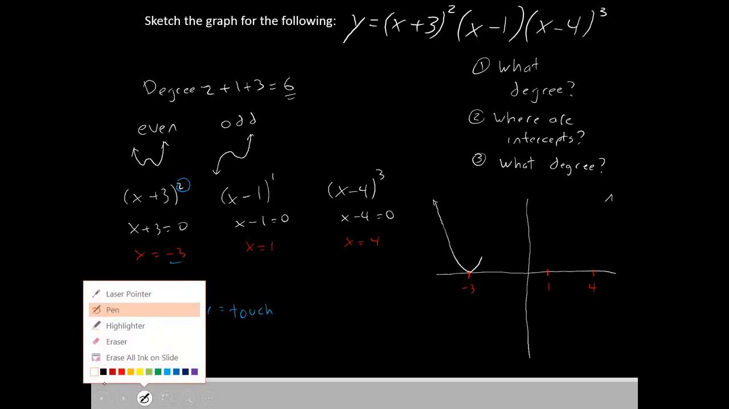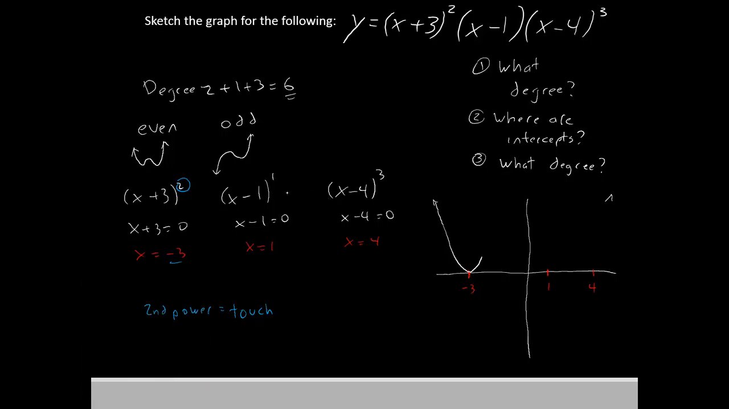Let's move on to our next piece. Over here we have first power. If you have first power, that means the graph is going to just cross straight through. So we're at x equals 1 now. We're just going to draw the line over there, and we're going to have it cross through at the 1. Just draw it straight through the 1, and then we'll stop there for a second.